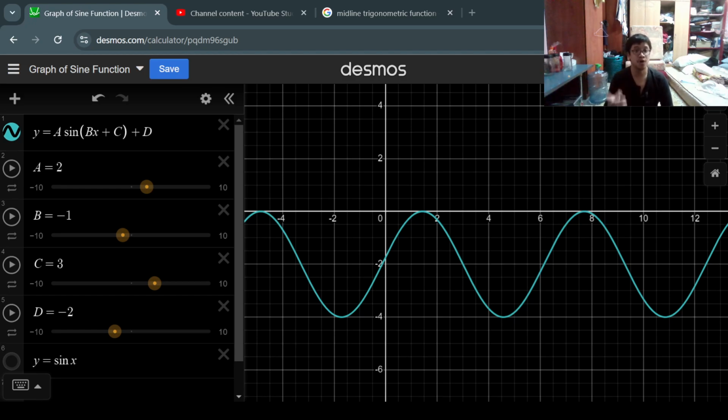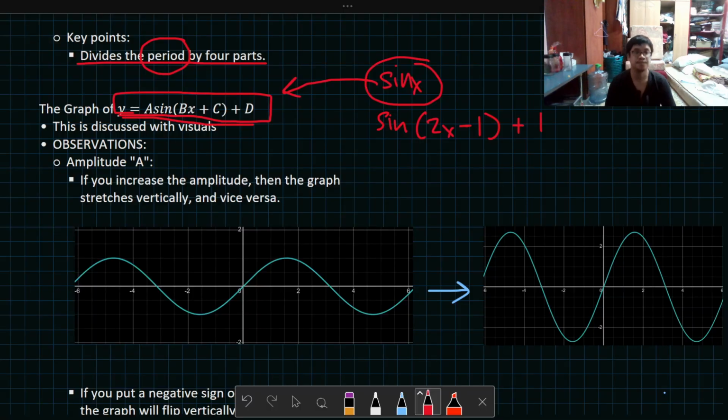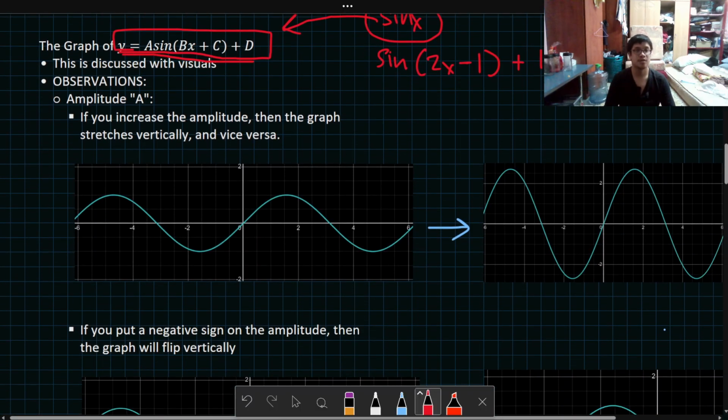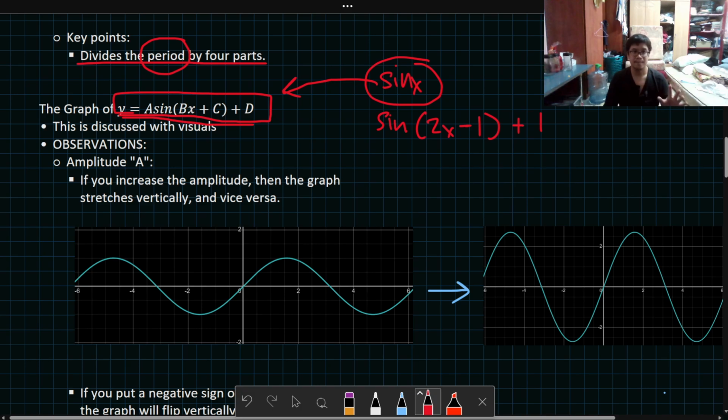So in that, we will learn how to graph them. All right? So let's try to summarize what we have observed so far. Let me just switch the presentation here. So in your A, that's your amplitude, by the way. Your A is your amplitude.